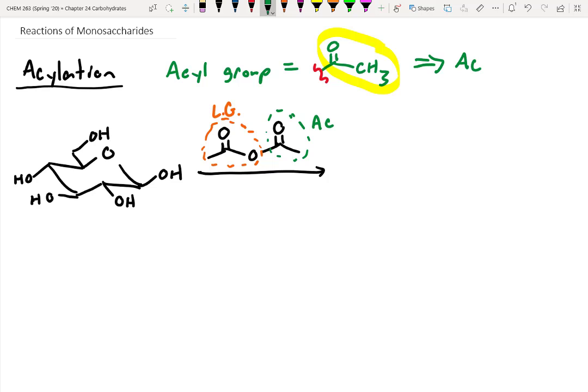And when you do this reaction, you typically do it in excess. But as you can imagine, each one of these alcohols can act as a nucleophile, attack into acetic anhydride, and acylate each one of those alcohols. So let's go ahead and draw our acylated product.